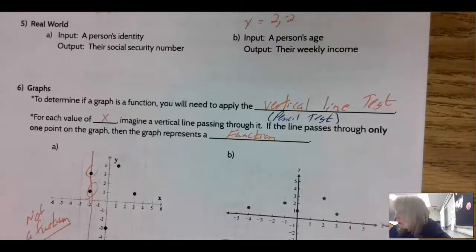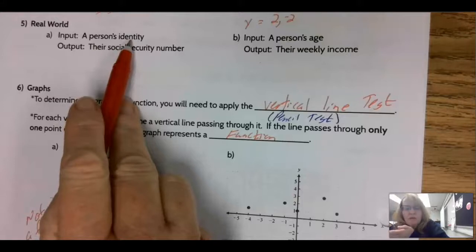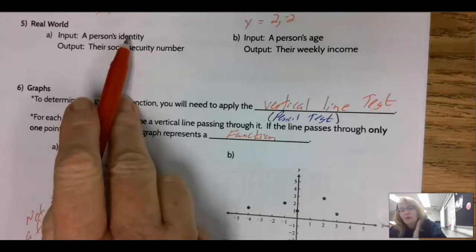Okay, so real world. Input, a person's identity. So that's what we're putting in. When we put in a person's identity, can we get more than one social security number? No, everybody gets exactly one social security number. So yes, this is a function.